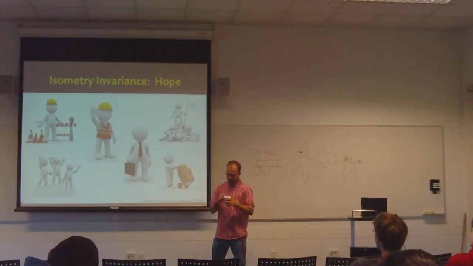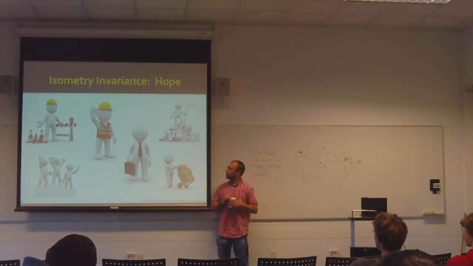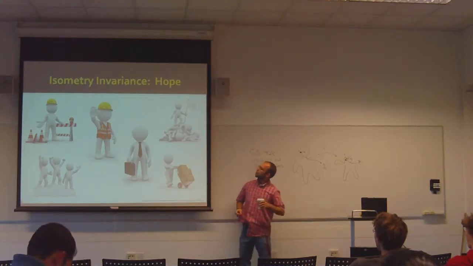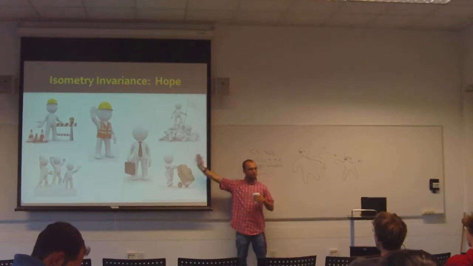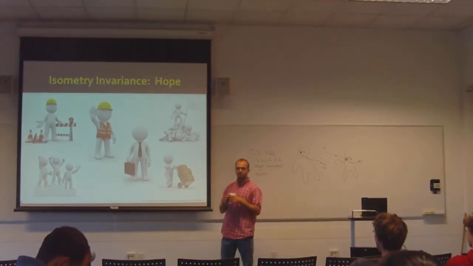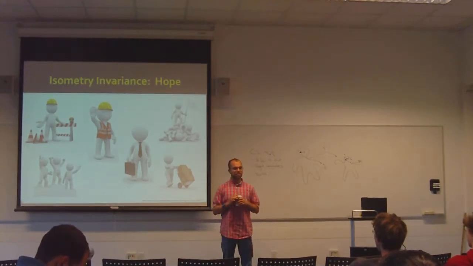The way that many of these papers motivate the methods that they use is they say, well, look, maybe I have a given model in a bunch of different poses, and really I'd like my algorithm to behave the same on all of these different poses. Making my algorithm isometry invariant guarantees that.